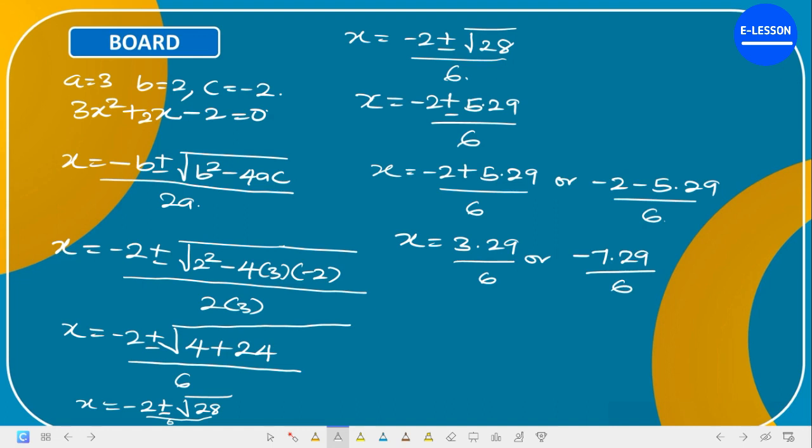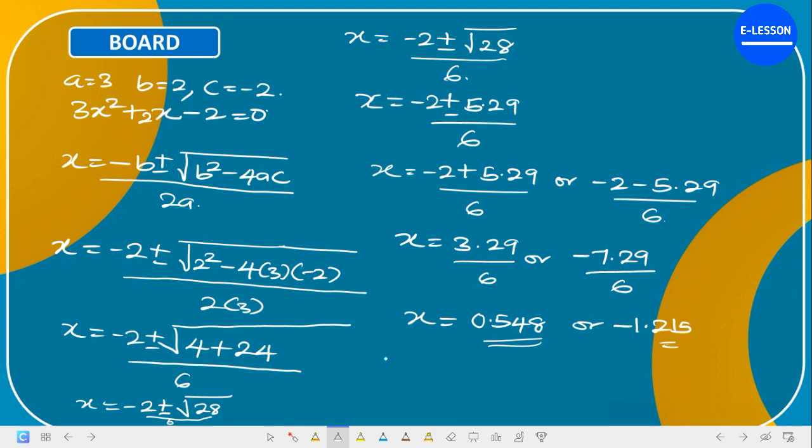Now, at this point in time, what do you think we can do? When 3.29 is divided by 6, it is going to give us 0.548. Or when 7.29 is divided by 6, it is going to give us minus 1.215. But note that we are dealing with angles here, theta. Hence, the only value that we are going to take is the positive. Negative does not surface in angles. Are we getting it now?